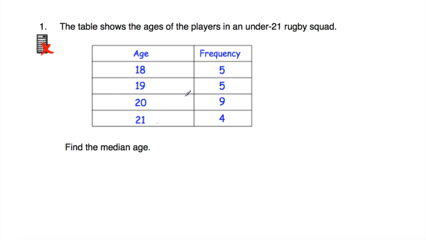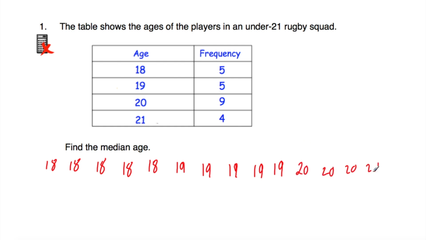Now in terms of this question, there's a couple of ways we could approach it. One approach is actually to list them out. We've got 5 18-year-olds, so we could go 18, 18, 18, 18, 18. There's 5 19-year-olds, 19, 19, 19, 19, and 19. And there's 9 20-year-olds, so 20, 20, 20, 20, 20, 1, 2, 3, 4, 5, 6, 7, 8, 9. I'll check these in a second. And 4 21-year-olds: 21, 21, 21, and 21.